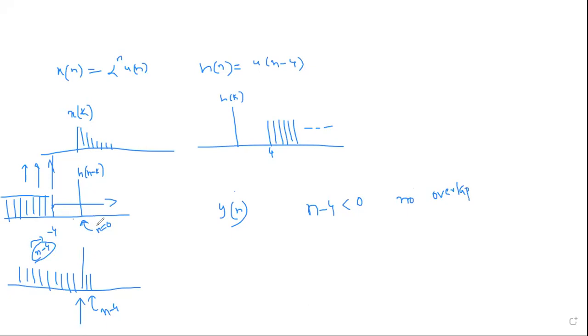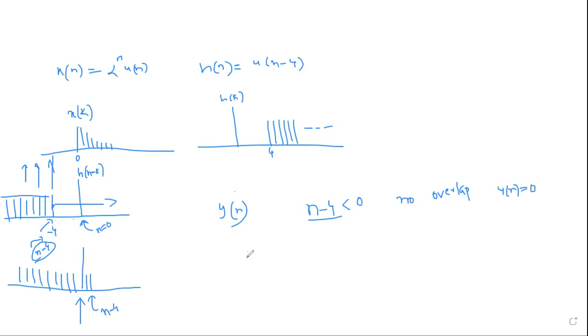See, this is the point n equal to 0. If this point is n equal to 0, then minus 4 is the point that becomes the n minus 4 point. This is my n minus 4 point. So what I'm telling is, I go on pulling this. As and when my n minus 4 is less than 0, there is no overlap. So my y of n is going to be 0 only.